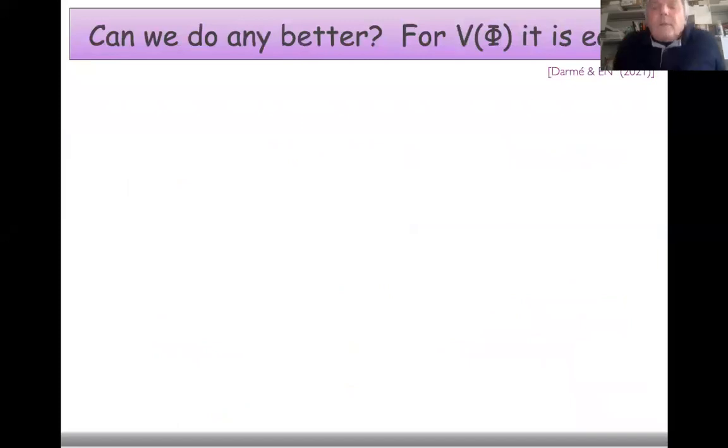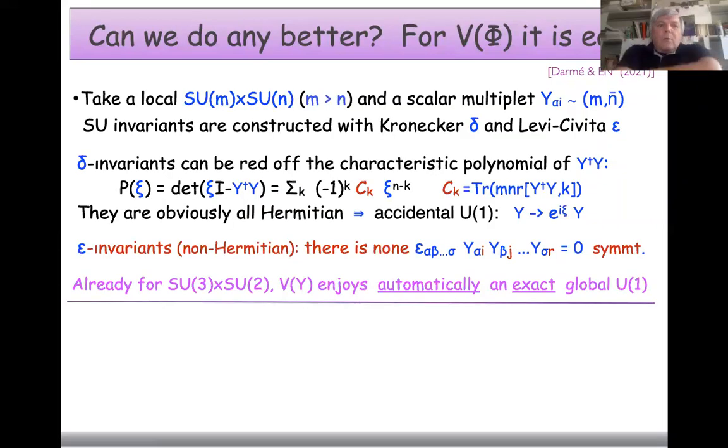Can we do any better? Well, if we consider only the problem of finding a potential with a suitable global accidental invariance, this is easy. So we take a local gauge symmetry, SU(M) cross SU(N), with only the requirement that M is different from N. I take, for definiteness, M larger than N. And then we take a scalar multiplet in the bifundamental of the group. Special unitary invariants can be constructed with Kronecker delta, which corresponds to the unitarity condition, and Levi-Civita epsilon, which corresponds to the speciality of the group. So determinant equals +1.